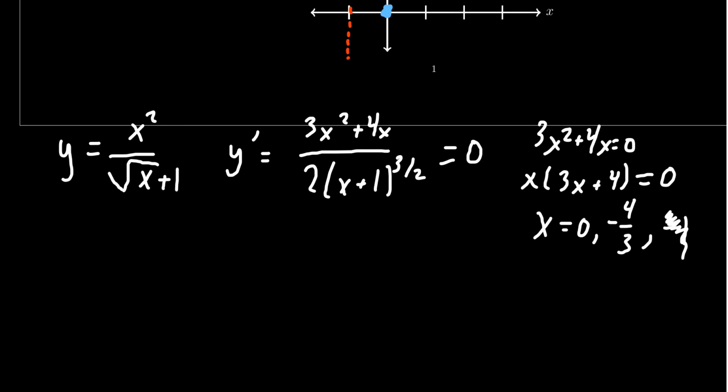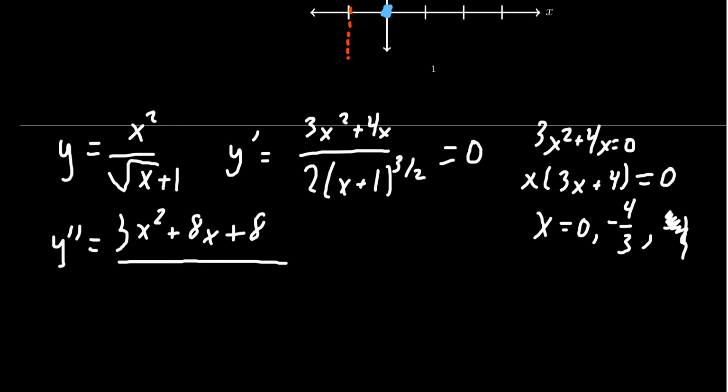We need the second derivative, which again, you're going to excuse me, I'm just going to jump immediately to the derivative. Use the quotient rule again on this thing above. And when you take the second derivative, you'll end up with 3x squared plus 8x plus 8. And this sits above 4 times x plus 1 raised to the 5 halves power.